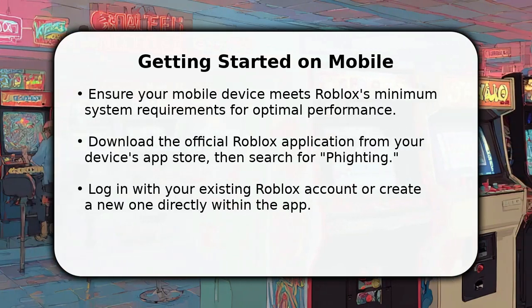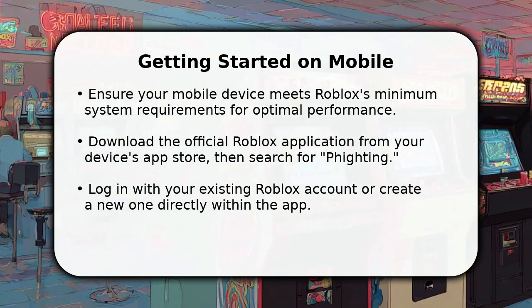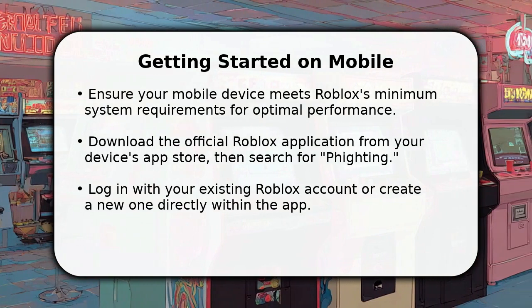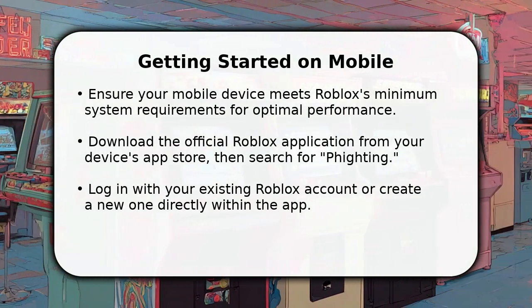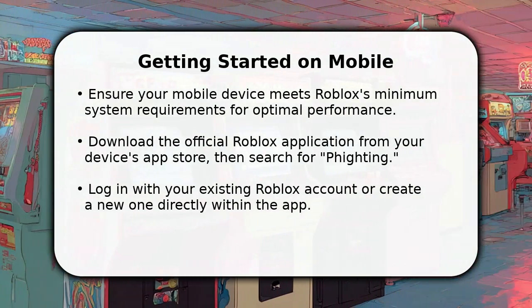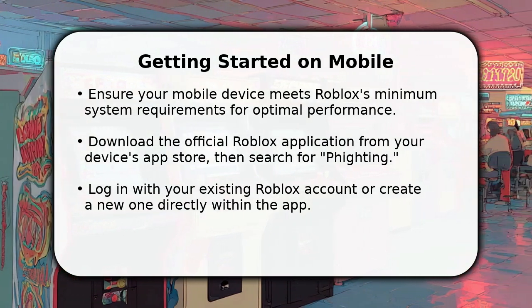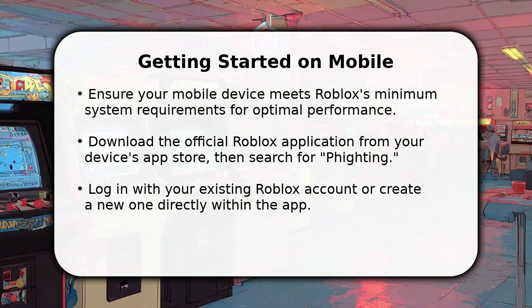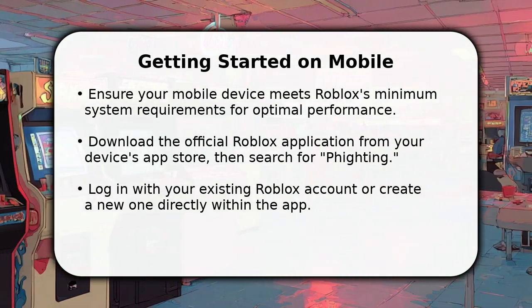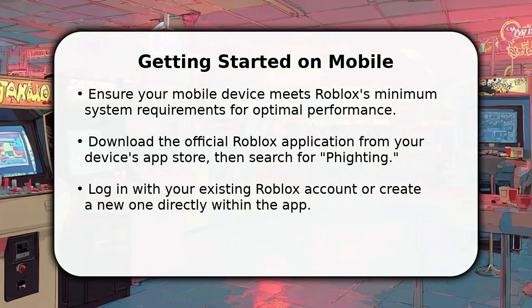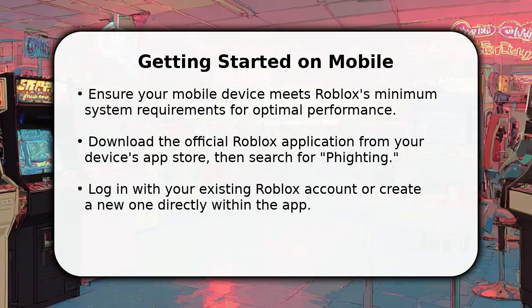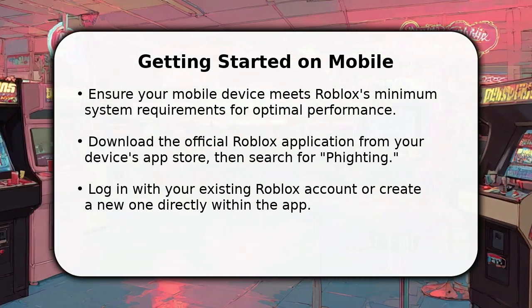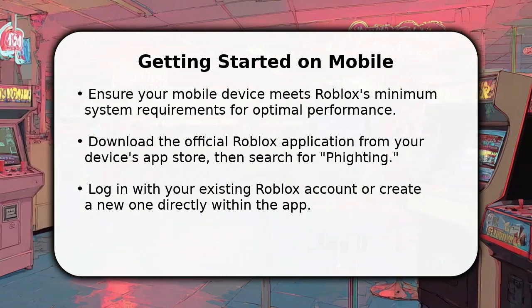In this video, I will explain how to play Phighting Roblox mobile. First, download the Roblox application onto your device from its respective app store. Then, simply search for Phighting within the app and launch the game. Log in or create your Roblox account, and you are ready to begin. The initial setup is straightforward, so you can jump into the action quickly. This ensures a smooth start to your Phighting experience.